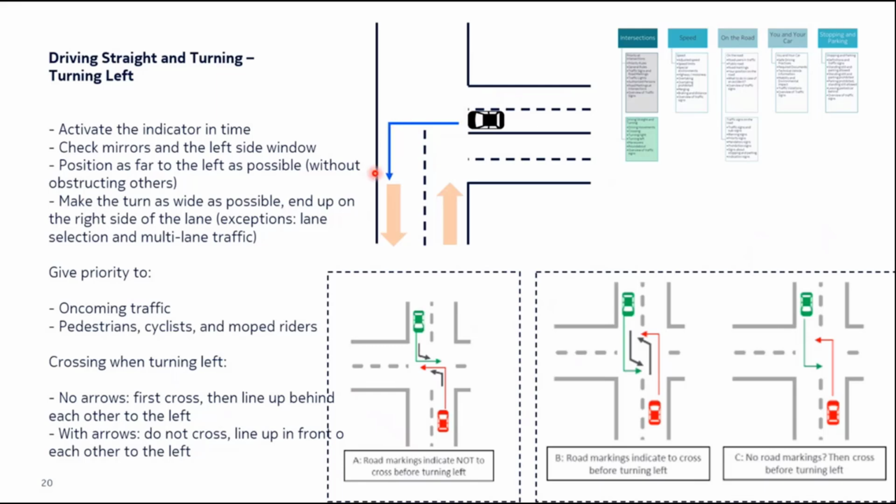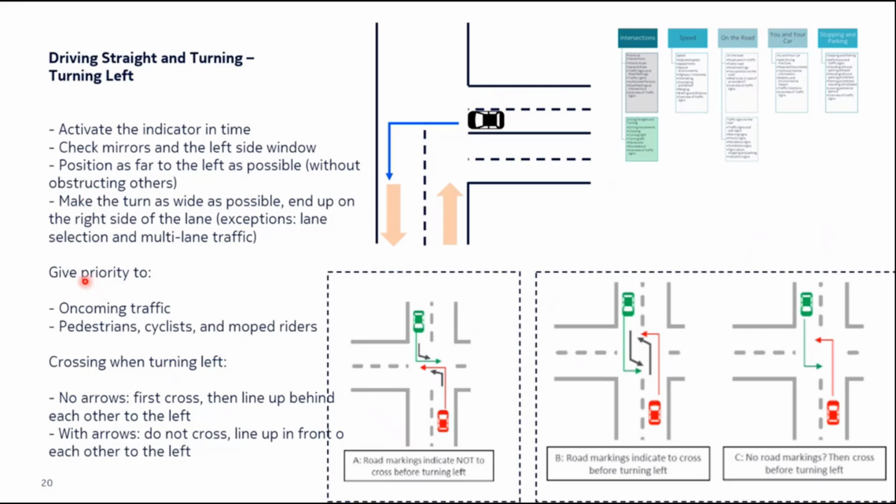Again, the exceptions are within a built-up area or some other exceptions, but the usual case is that a left turn is a longer turn compared to a right turn. Okay. Make the turn as wide as possible and end up on the right side of the lane. Exceptions there are, of course, when there are multiple lanes or when there is a built-up area, for example.